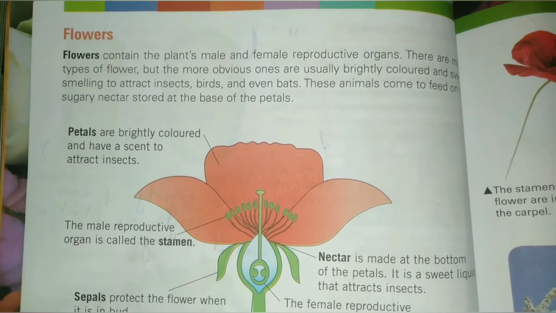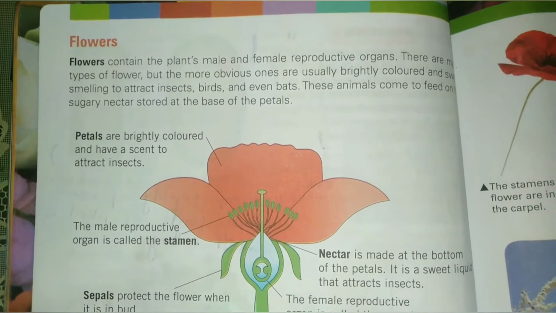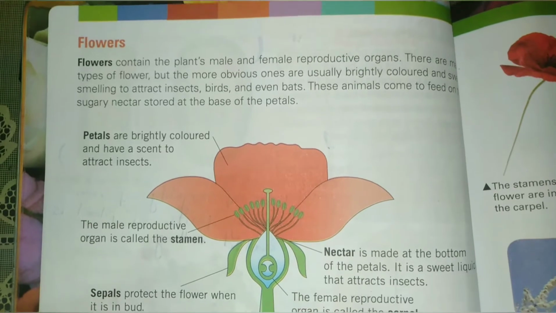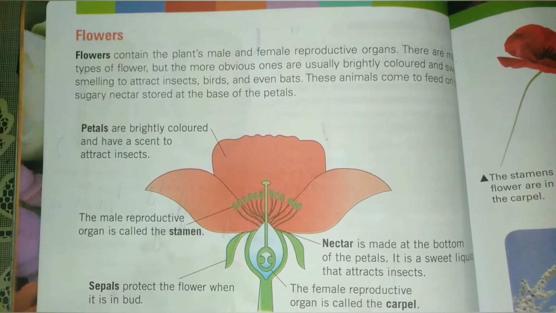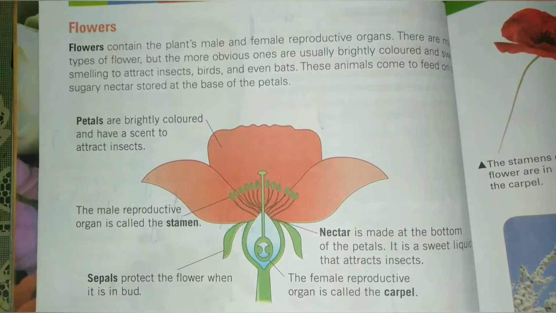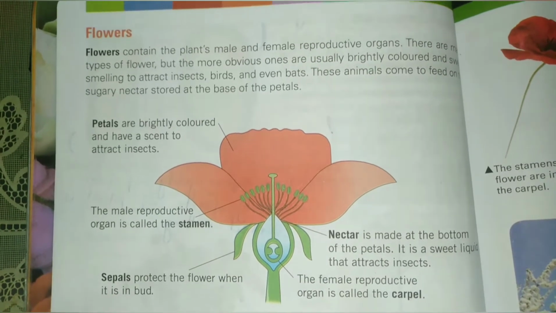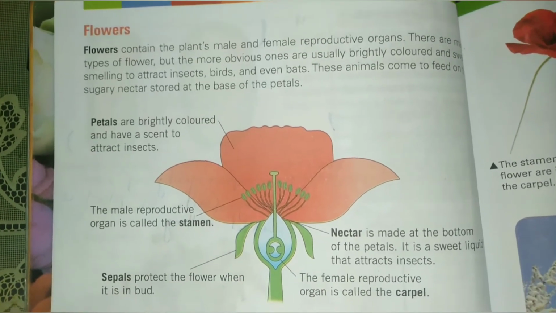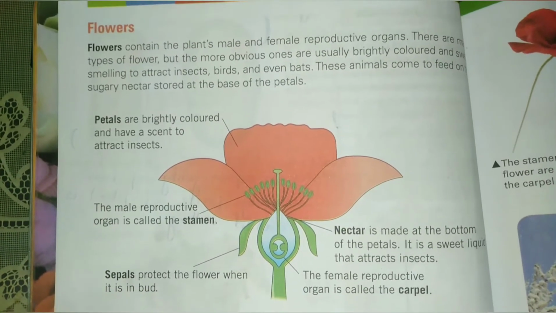And the flowers are of different sizes, shapes and colors. But mostly they are brightly colored and they have sweet smelling nectar at the base of the petals that attract the insects, birds and even bats. These animals come to feed on the nectar that is stored at the base of the petals, and in this way they play a part in the process of pollination.